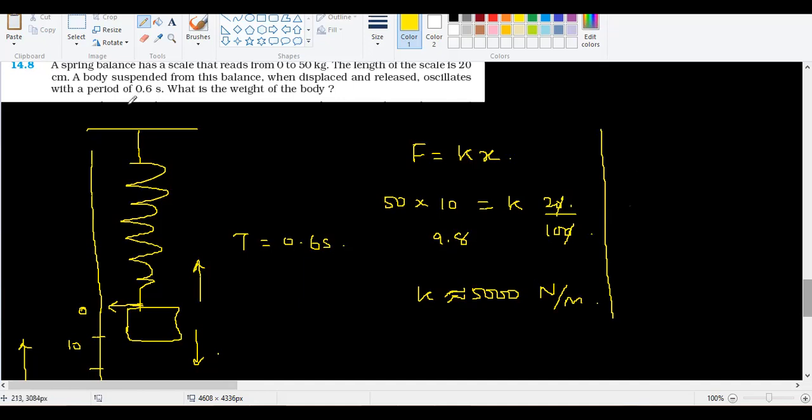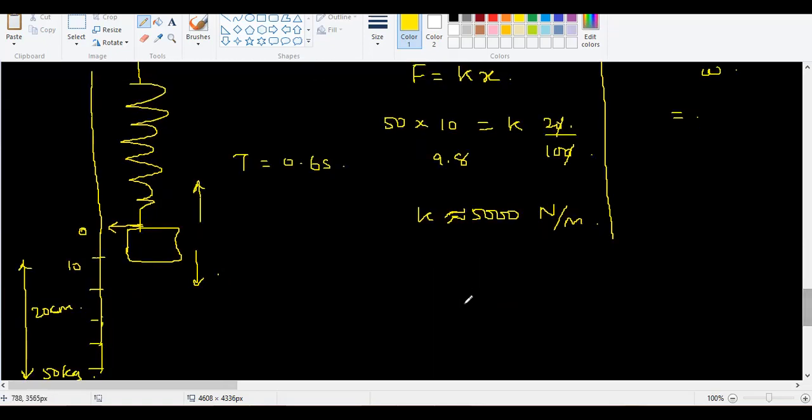What is the weight of the body for the object which is doing 0.6 seconds time period? So time period T is equal to 2 pi by omega. Omega is equal to square root of K by M. Somewhere you have studied this, so take it down. K is the spring constant, M is the mass attached. As the mass increases, this value will decrease because the inertia is increasing, which means the frequency will be decreased.